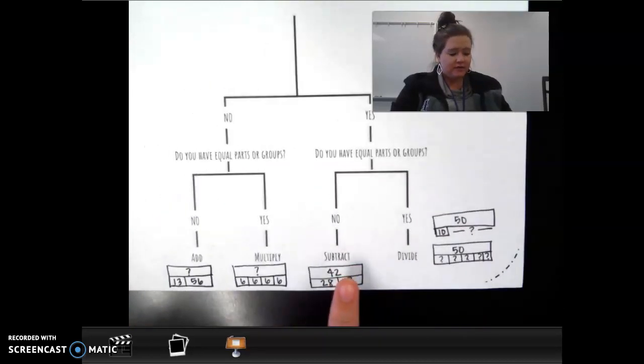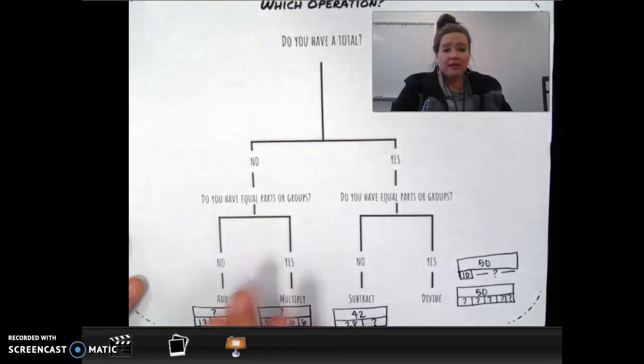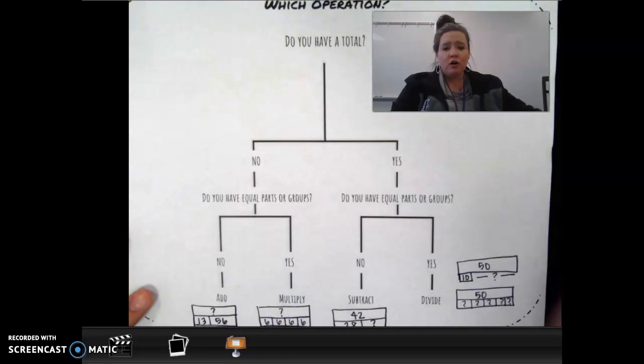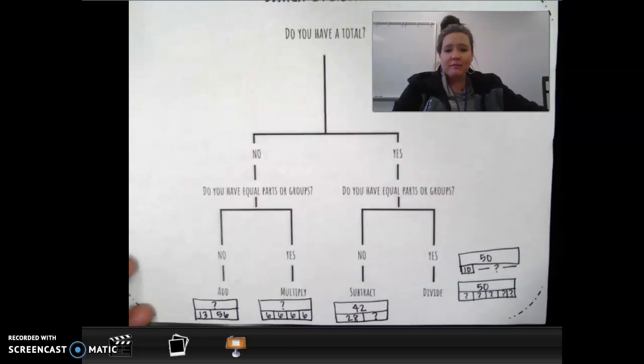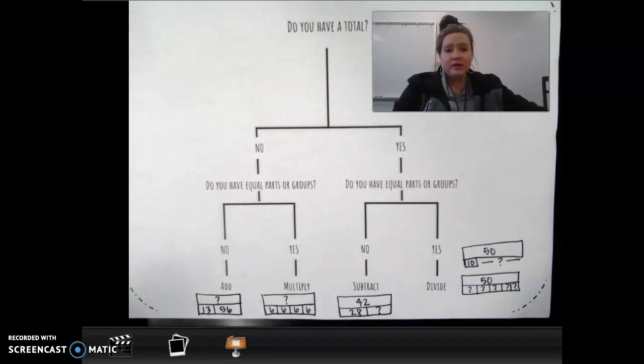This is an example of subtraction, multiplication, and addition. So I hope that this helps you guys when you're solving your word problems. And again, I am going to attach this under your resources tab so you can always reference back to it. And if you want a copy that you can print off the resources tab, or if you want me to send you another one, just let me know and I am happy to do that.